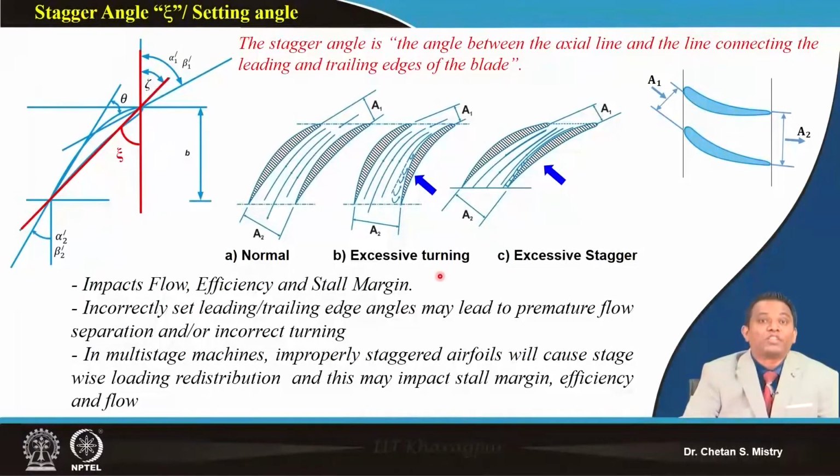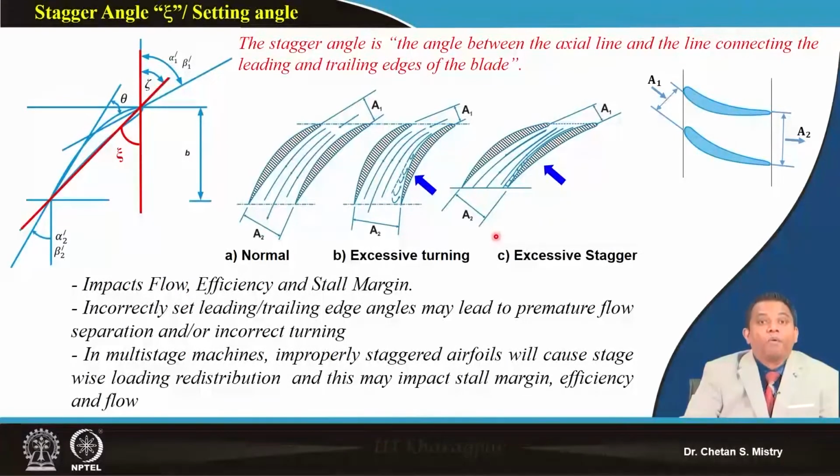Next is my stall margin. The situation is the same. These days people are going a little greedy, looking for larger stall margins, and that is managed by setting our stagger angles. It says an incorrectly set leading or trailing edge angle may lead to premature separation and or incorrect turning. Yes, this is what we have discussed.